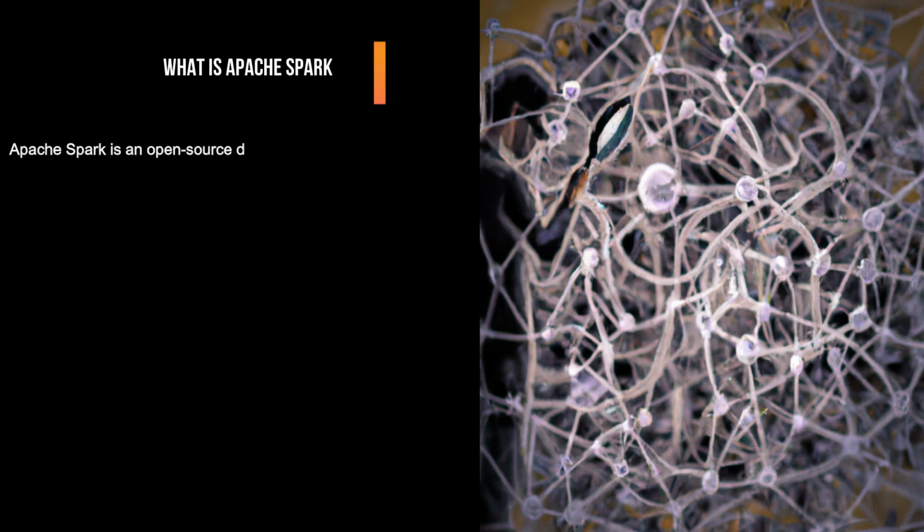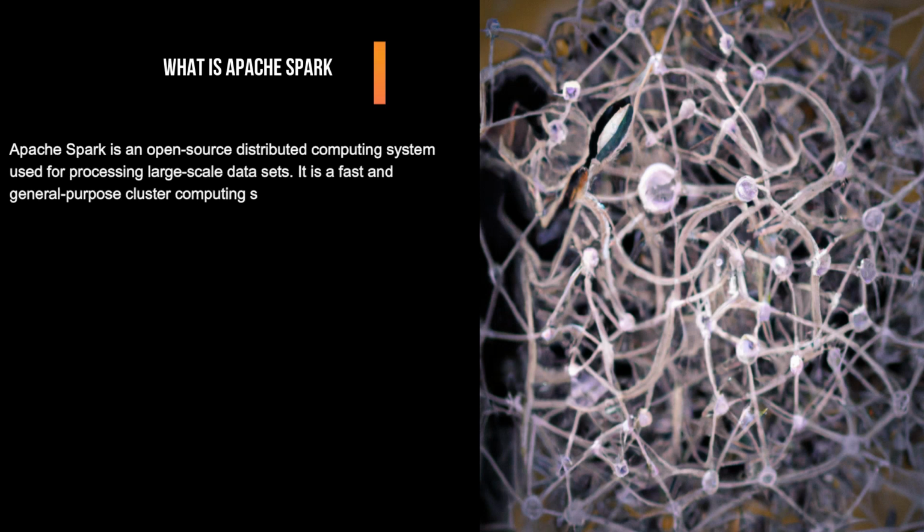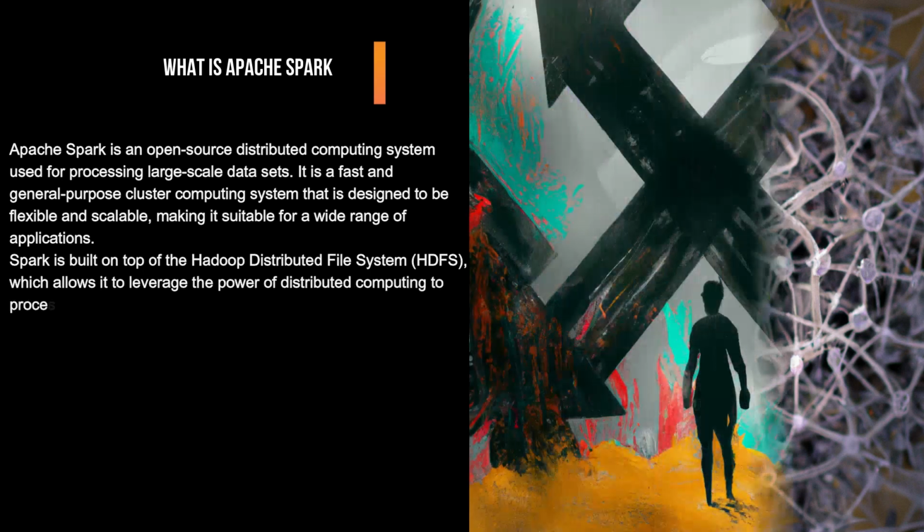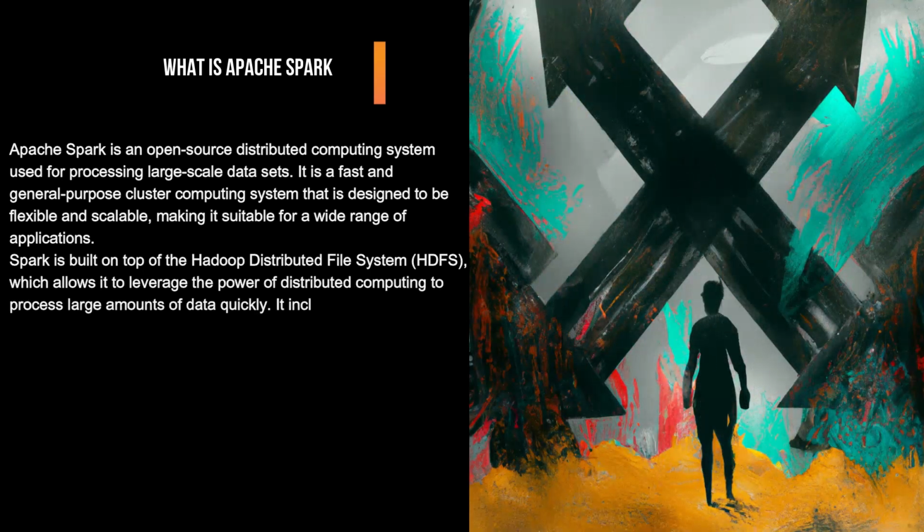What is Apache Spark? Apache Spark is an open-source distributed computing system used for processing large-scale data sets. It is a fast and general-purpose cluster computing system that is designed to be flexible and scalable, making it suitable for a wide range of applications. Spark is built on top of the Hadoop Distributed File System, HDFS, which allows it to leverage the power of distributed computing to process large amounts of data quickly.